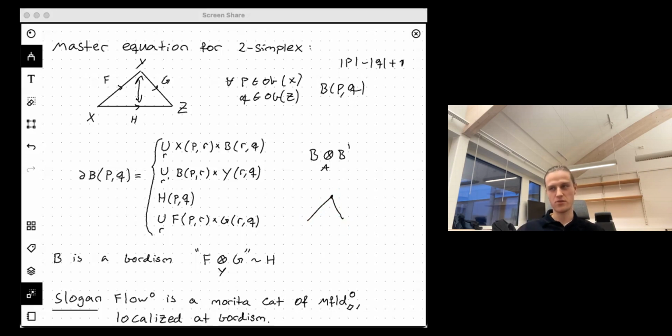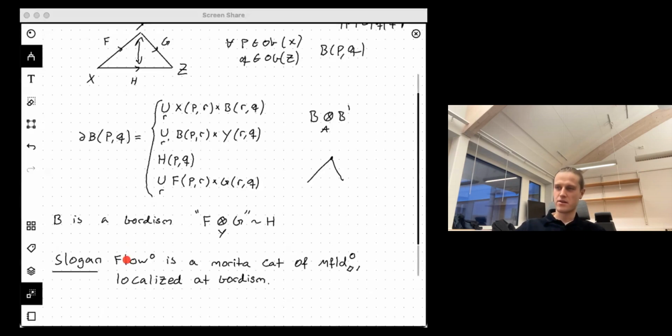But if I could do this, I could say that this category of flow categories is like taking the Morita category of this guy and then localizing it, inverting bordisms. That's another big brain slogan for flow categories.